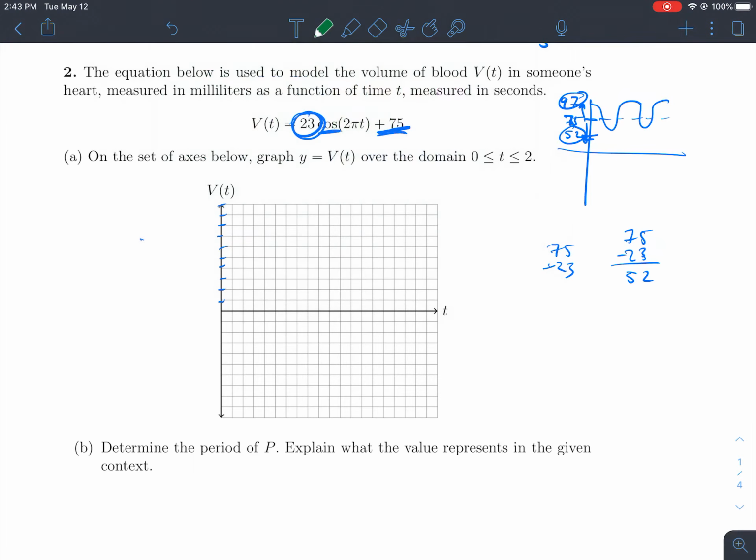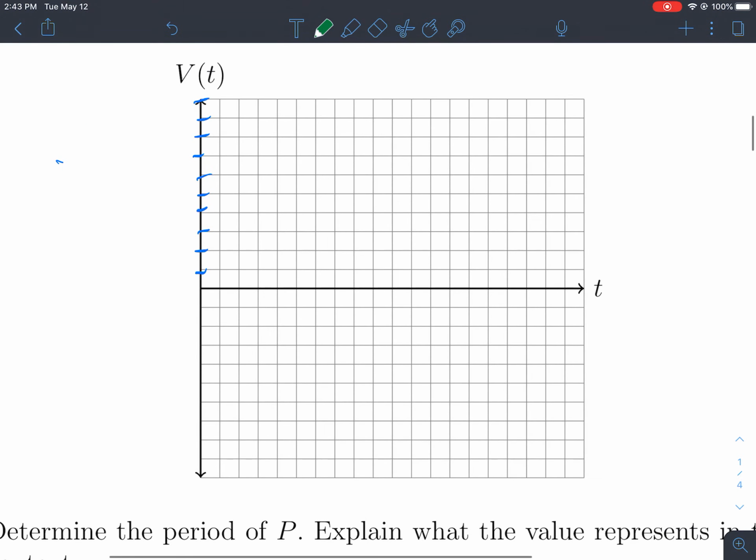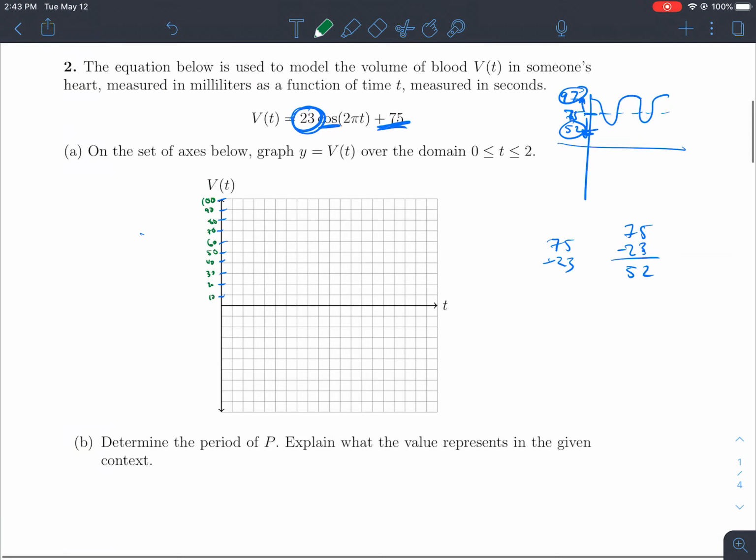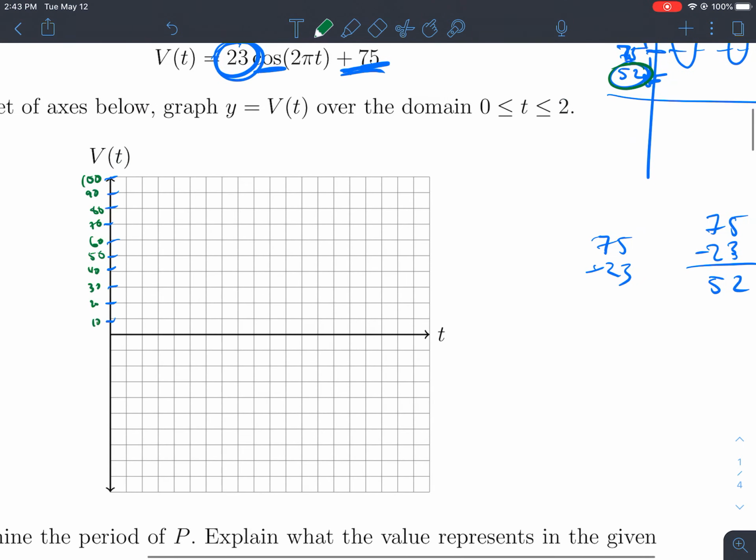With 10 tick marks, I think the best choice is to go up by 10s. So we have 10, 20, 30, 40, 50, 60, 70, 80, 90, 100. And you can see we're going to have 97 and 52 on this spectrum. So let's mark them, 52, 97.